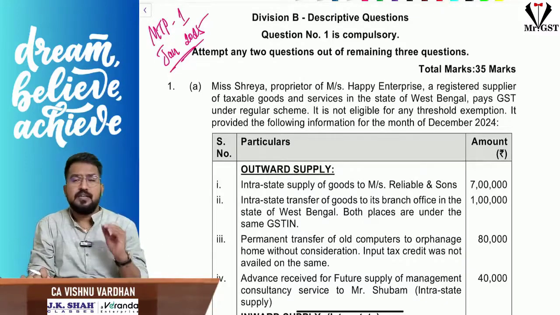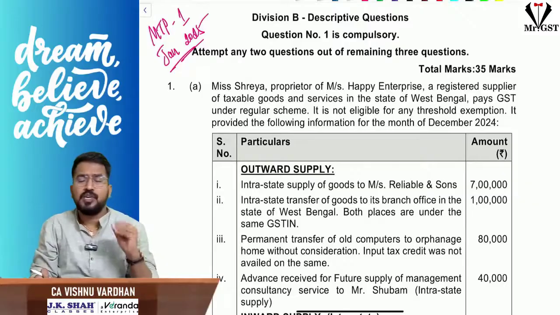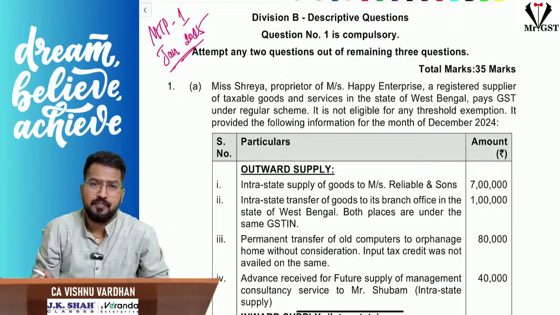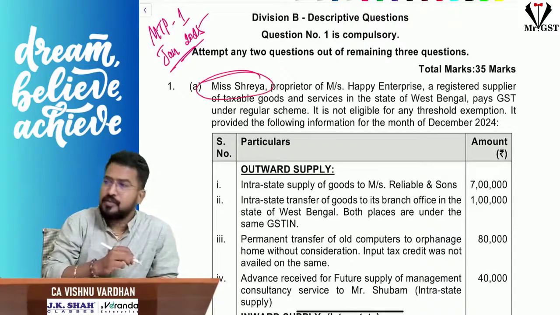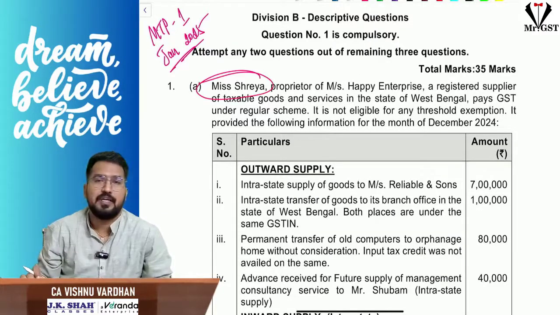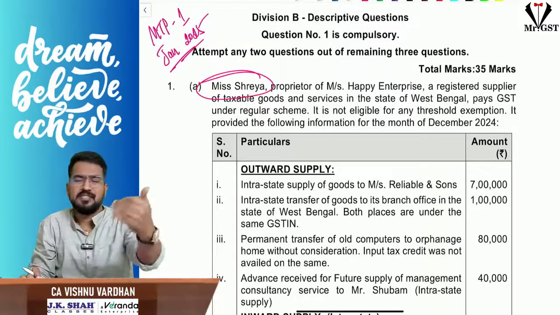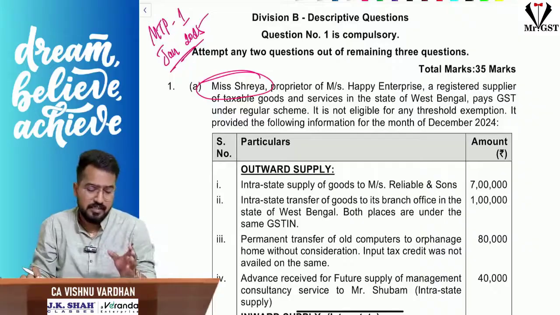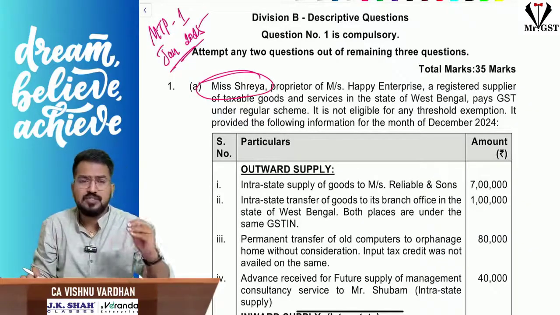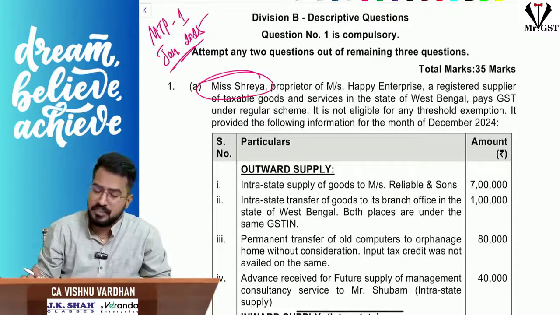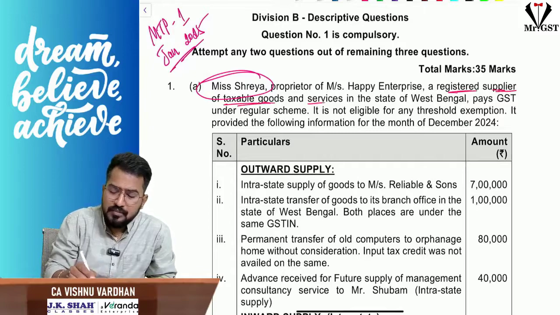Students, please understand, when we are going through the question which is all about net minimum GST payable in cash, what are the key points we should keep in mind? First, identify who the taxpayer is here, whether it is an individual, partnership firm, HUF or body corporate. In this question, Miss Shreya, proprietor of Happy Enterprises. So this is a sole proprietor business. The sole proprietor name is Shreya and she is a registered supplier of taxable goods and services.